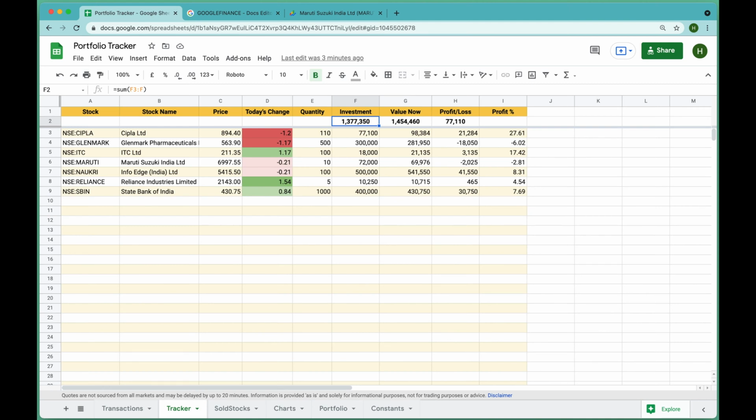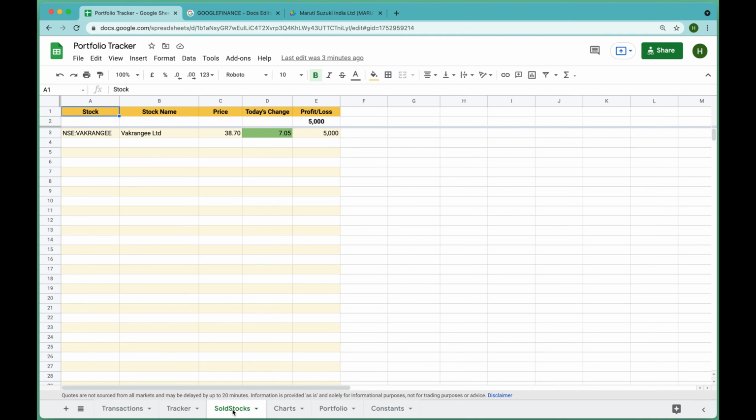If you purchase and sell the complete quantity of any stock, it will not be displayed in this sheet and it will be displayed in the sold stocks sheet. In the sample data, we sold all our holdings in Vikrangi share and the total profit we made was Rs 5,000. To verify this, we can go to the transactions tab.